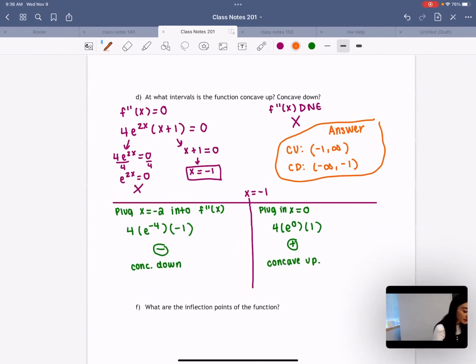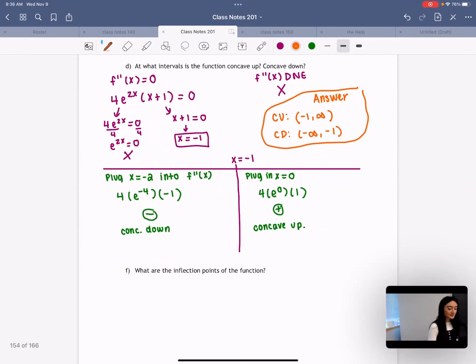All right, finally going on to part E. This one asks us about the inflection points of the function. What are inflection points? What does that mean? It switches between concave up or down. Good. It's the point in the function where we switch between either concave down to concave up or concave up to concave down. Okay, so look where we switch from either concave up to concave down or concave down to concave up.